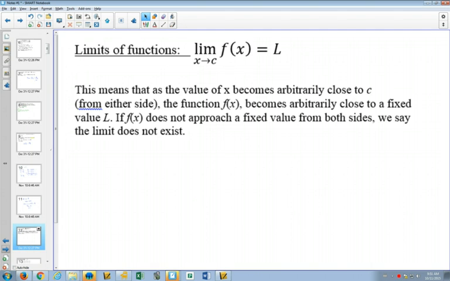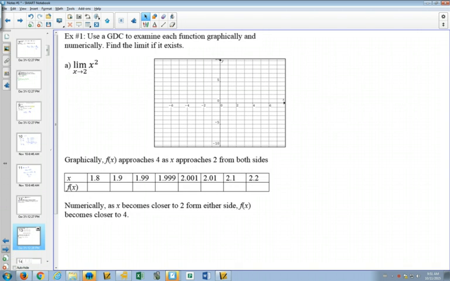In order for this to work, graphically, it's got to approach the same value whether your x value approaches it from the left side or the right side of your function. So here's our first example. We're just going to look at x squared. We're going to graph x squared quickly.